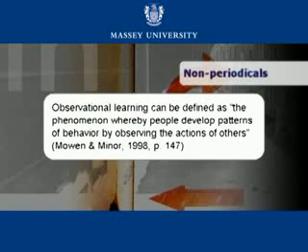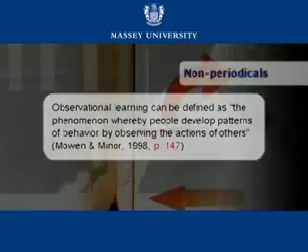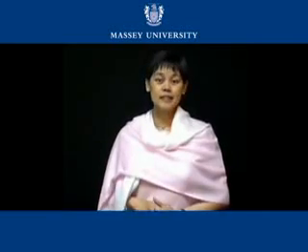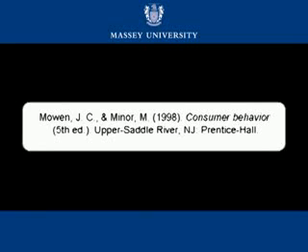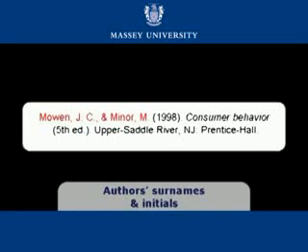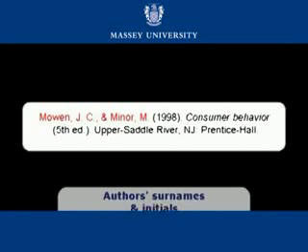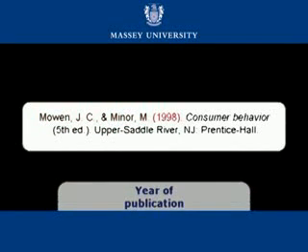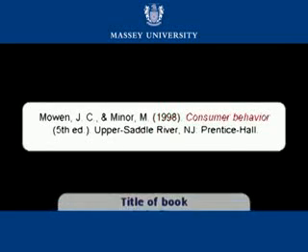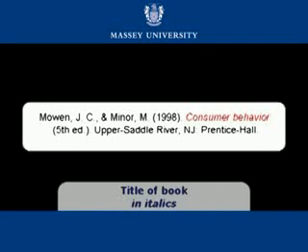Here we see that in text, the information given is the author's surnames, the year of publication, and the page number. In the reference list, the following information is given. Only the first letter of the first word in the title is capitalized.